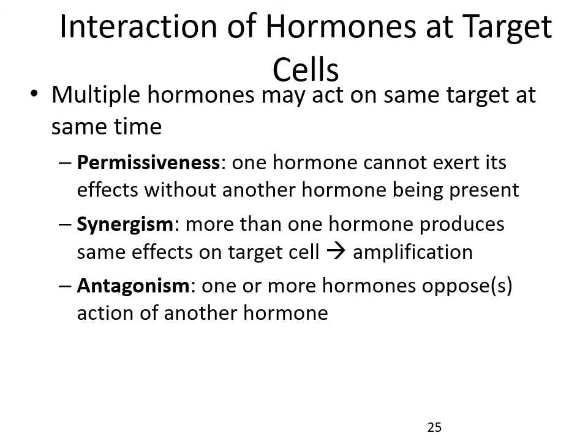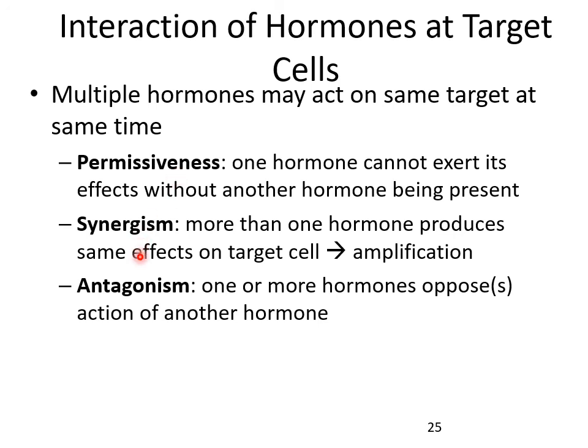So, interaction of hormones at target cells. You can have more than one hormone acting on the same target cell at the same time. And so when two hormones work together, these are the effects that you can get. Permissiveness is one hormone cannot exert its effect without another hormone being present. We'll see this in the reproductive system, especially with estrogen and progesterone. Estrogen has its effect in the first half of the monthly cycle to cause the uterine lining to cycle up receptors for progesterone, which has its effect in the second half of the monthly cycle to prepare the uterus for implantation and for pregnancy. So estrogen permits progesterone to bind.